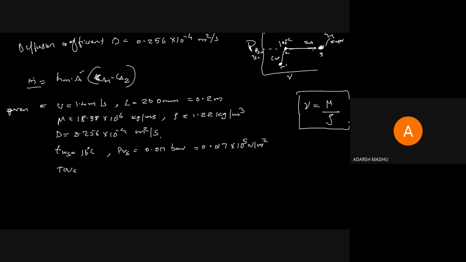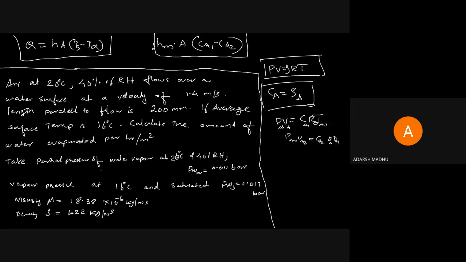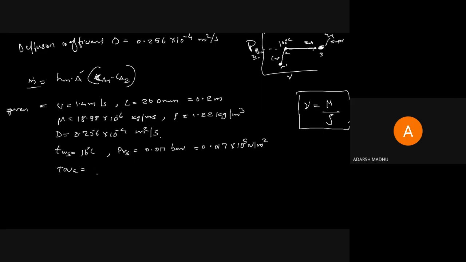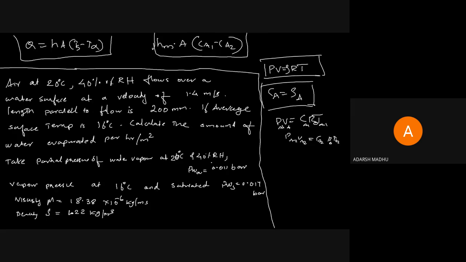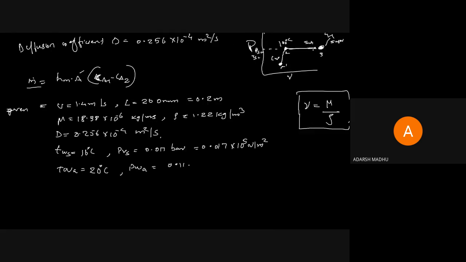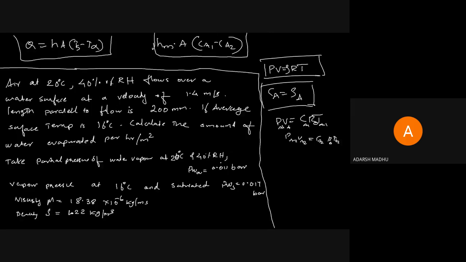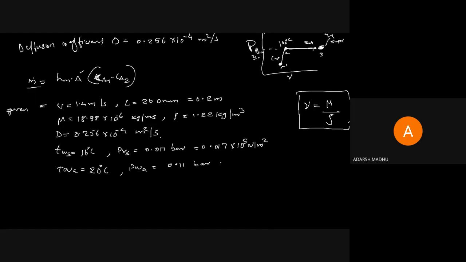TWA is given as 20 degrees Celsius, to be converted into Kelvin. At that time PWA is given as 0.011 bar. These are the values given in your problem.